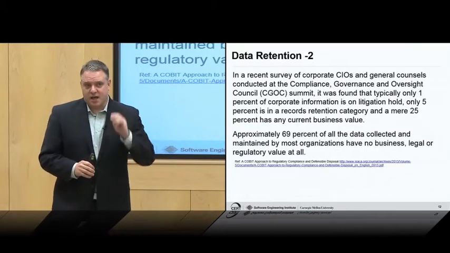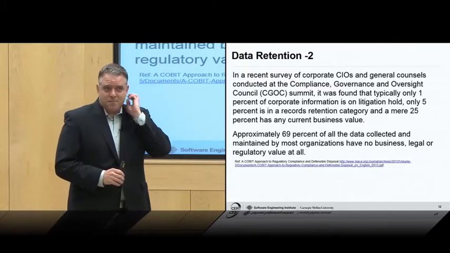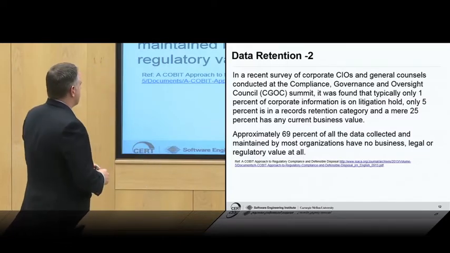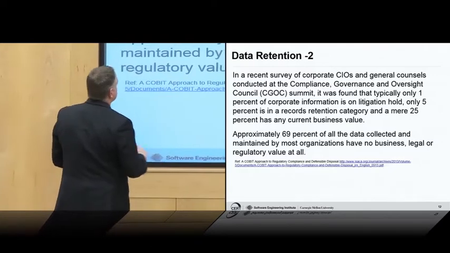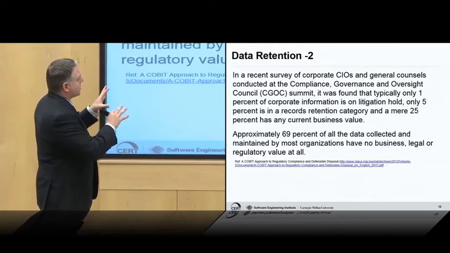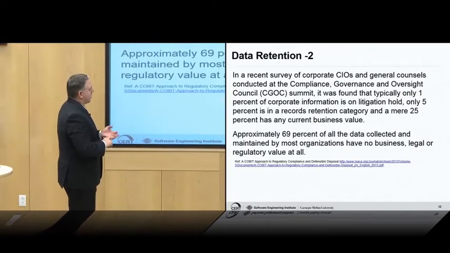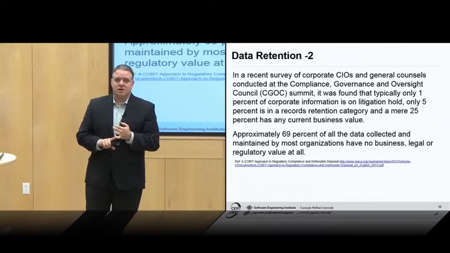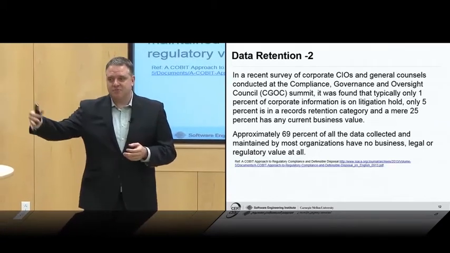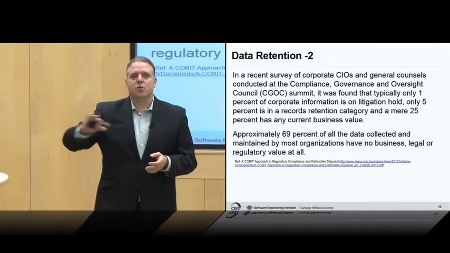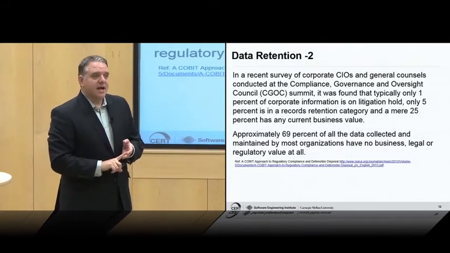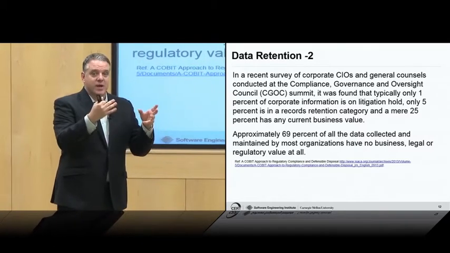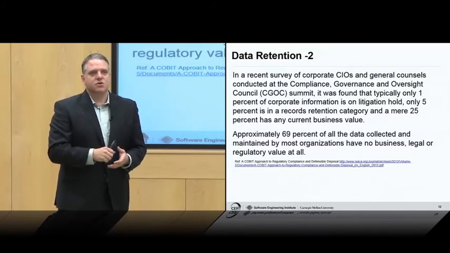This is a very interesting case study from the Compliance, Governance, and Oversight Council Summit. This was done by the COBIT organizers, ISACA. And they said that, in any typical organization, 1% of the information is on litigation hold, meaning it's being used for an active investigation, or there's a court case, we have to hold on to it for that reason. 5% of that data is for retention, meaning we have a regulation or a law that says we have to hold on to this information for a certain amount of time.